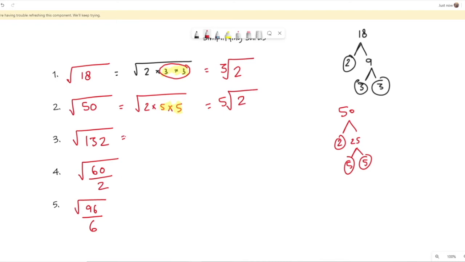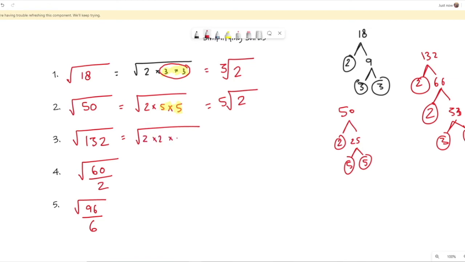Let's see, the next one is 132. Let's do it here. So this one is 2 times 66, 2 times 33, 3 times 11, and 11 is prime, 3 is prime, 2 is prime, 2 is prime. So it's going to be 2 times 2 times 3 times 11, and I can see a group of 2s. So one 2 will go outside, it will look like this. Inside is 3 times 11, that is, inside is 33.